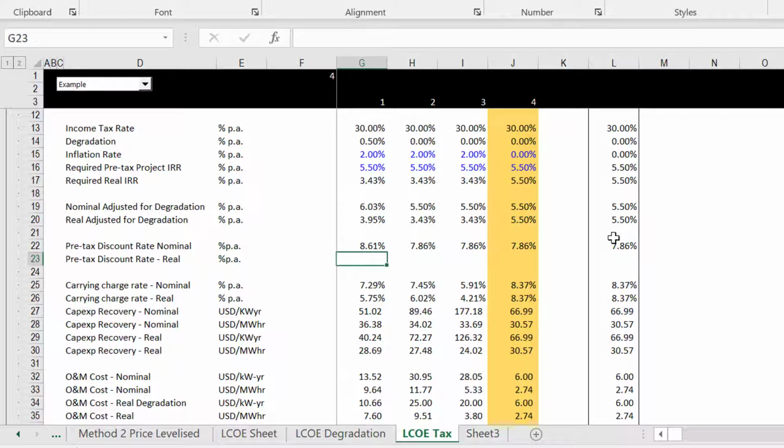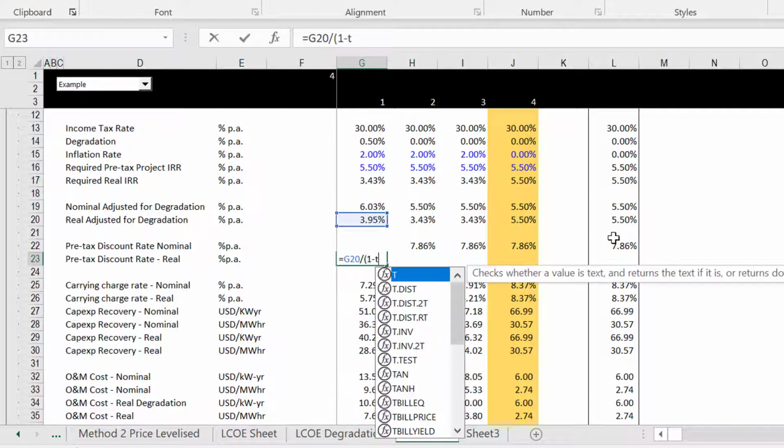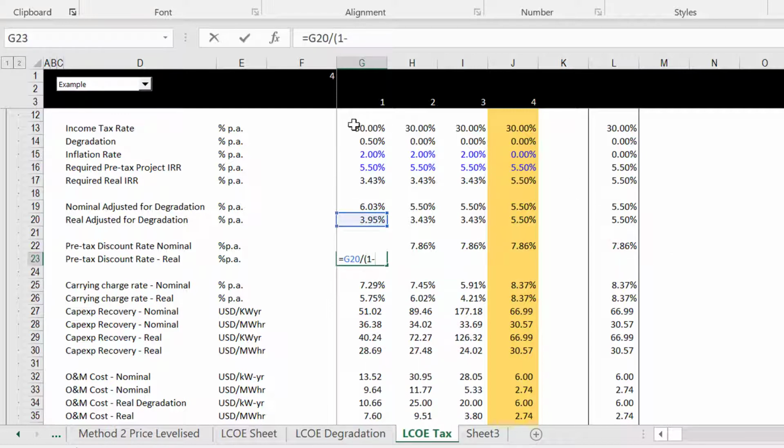I don't think so. Let's take this real rate adjusted for the discount, divided by 1 minus the tax rate. Okay. With all of these things, you could get fancier, and I suppose these things could change over time. But right now, we're on the example, and we have the same thing for both the real and the nominal.